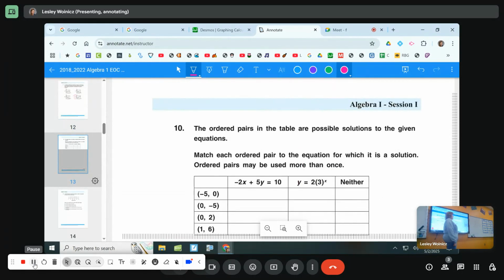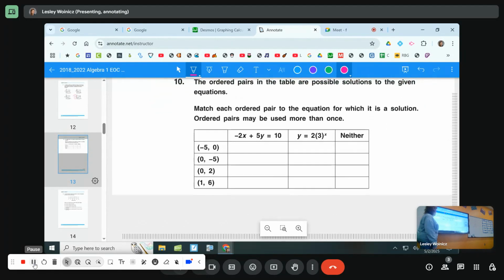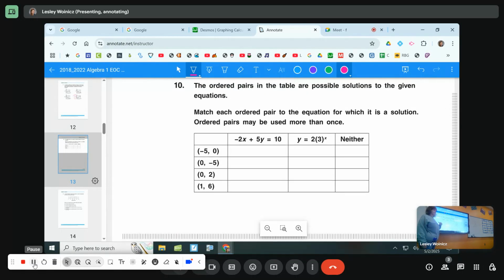Half the EOC. I am going to teach you some nice little tricks, including this one. All right, what do you guys think on this one? Put it into Desmos calculator and see what it does. We're going to put it into Desmos calculator.